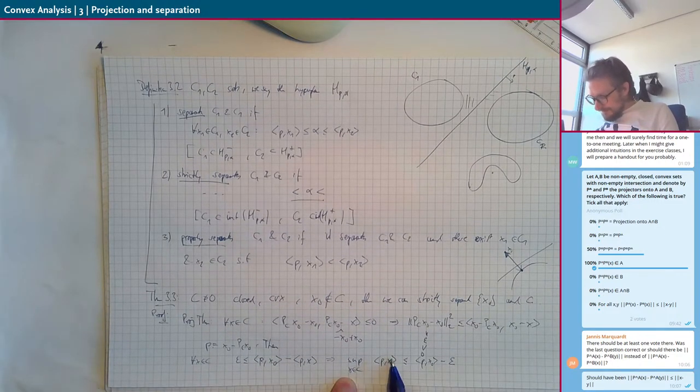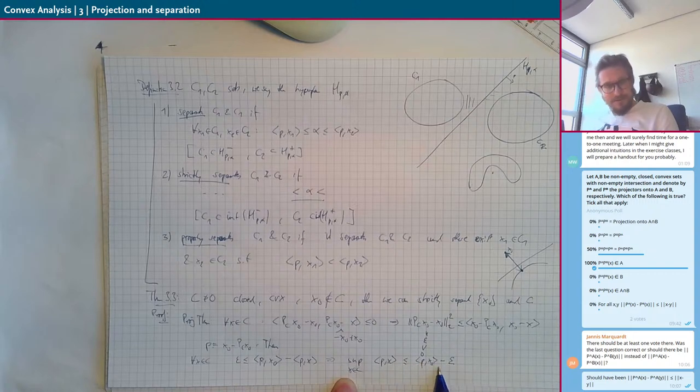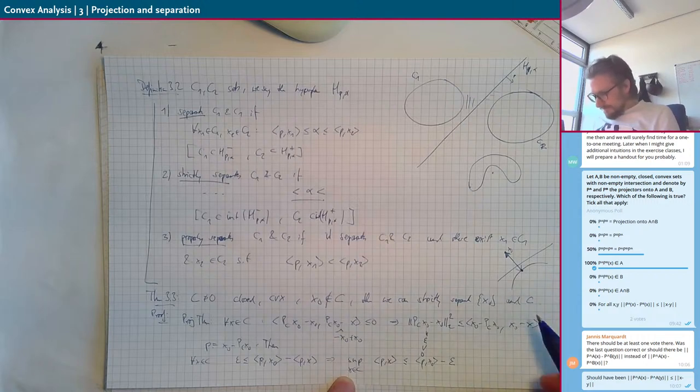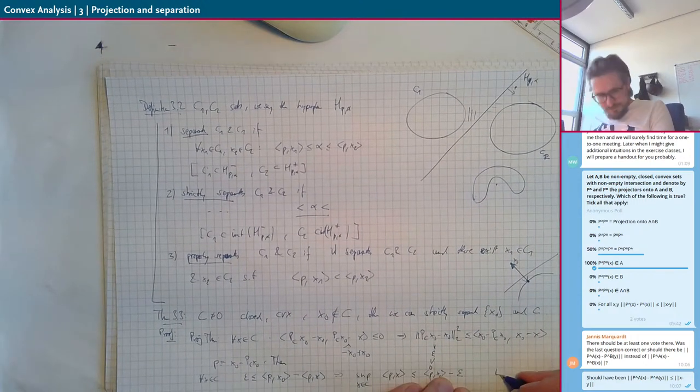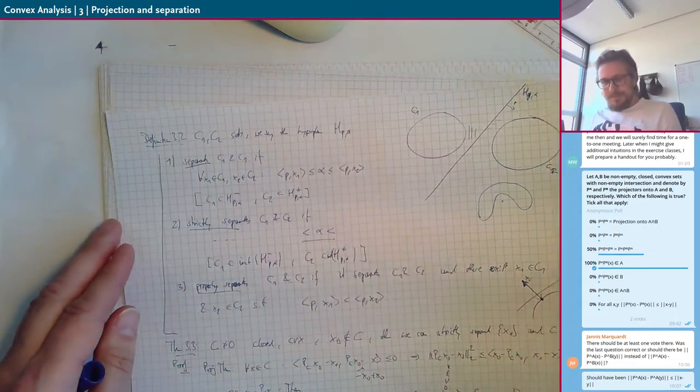This means that this inner product for all x and c is always strictly smaller than that. And this is now our separating hyperplane, actually what we wanted to have. So this is kind of characterizing the separating hyperplane. Okay, so that was the proof of this thing.